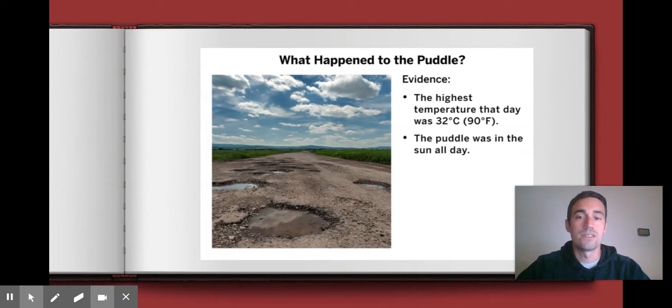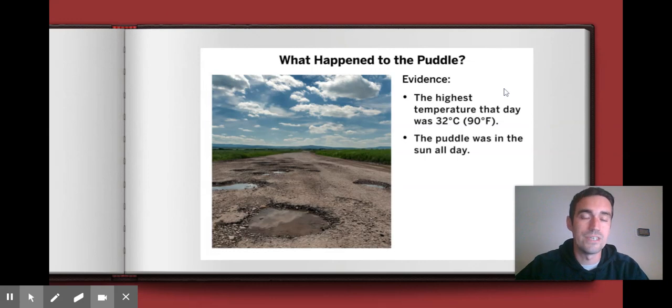So some evidence that I could know about this puddle and about the day that she walked by this puddle and then saw that the water disappeared. The highest temperature on that day was 32 degrees Celsius. We typically use Fahrenheit, so that would be about 90 degrees Fahrenheit. So I know that it was a really warm day that day. The puddle was also in the sun all day. If I look at this picture, there is no shade around. There's no trees or anything. So I know that it was really hot that day. I know that the puddle was in the sun all day.